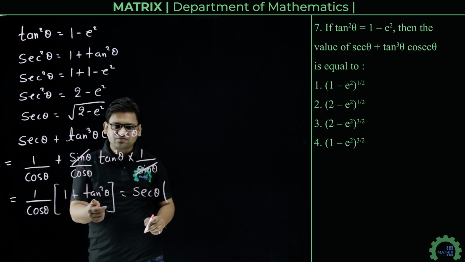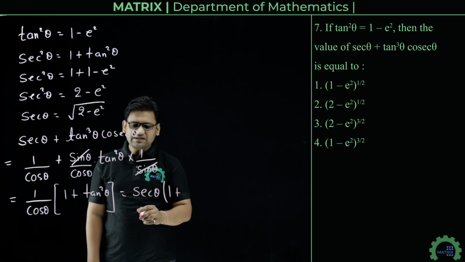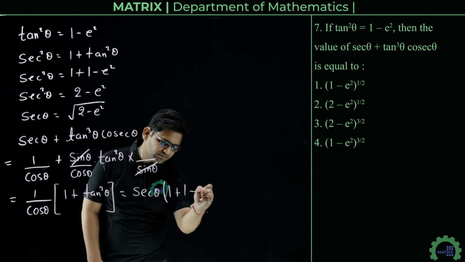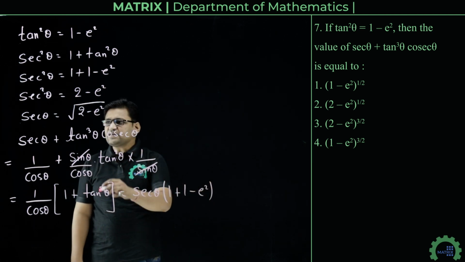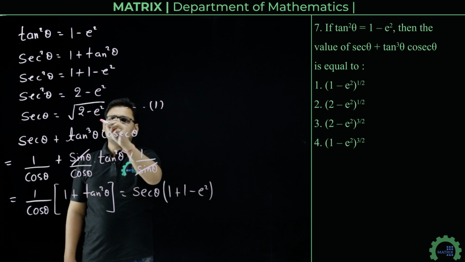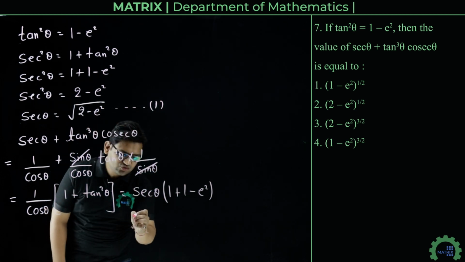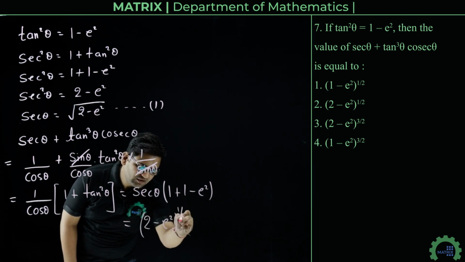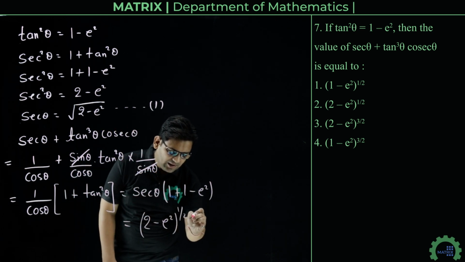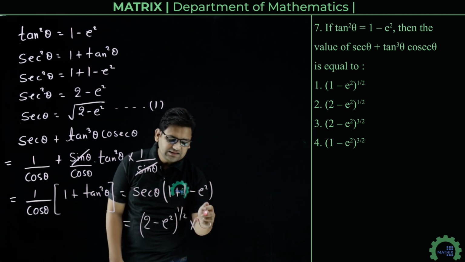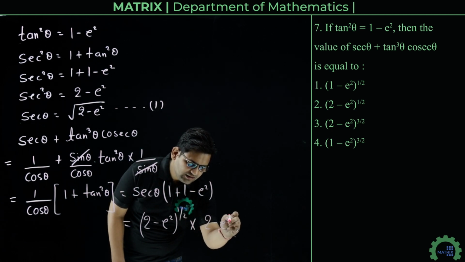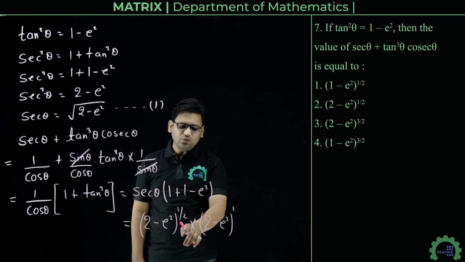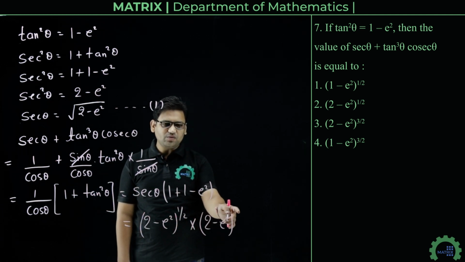So it is sec theta multiplied by 1 plus tan square theta, and 1 plus tan square theta is 1 minus e square. Sec theta from this equation is square root of 2 minus e square, so we can write 2 minus e square raised to power 1 by 2 as sec theta multiplied by 2 minus e square raised to power 1. So 2 minus e square raised to power 1 by 2 into 2 minus e square raised to power 1.